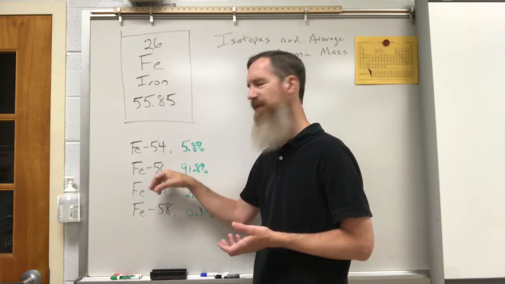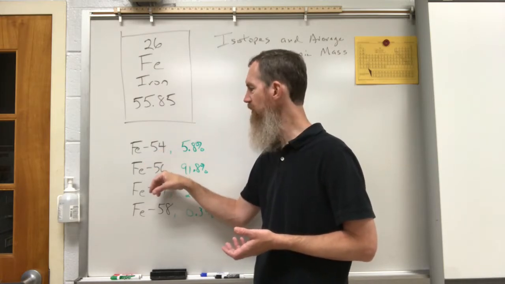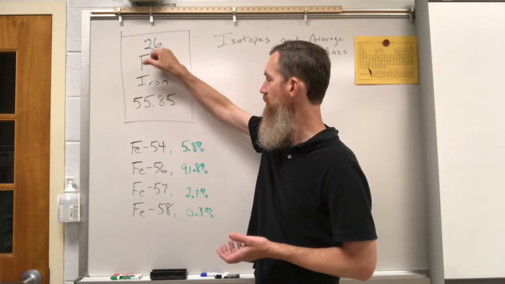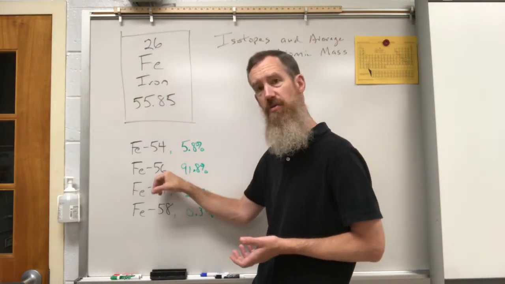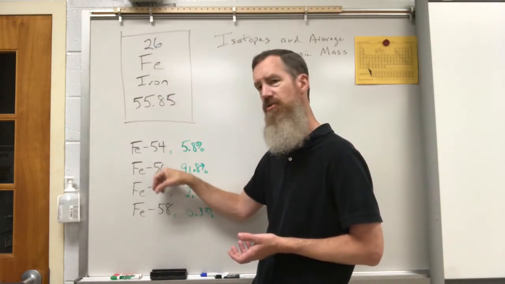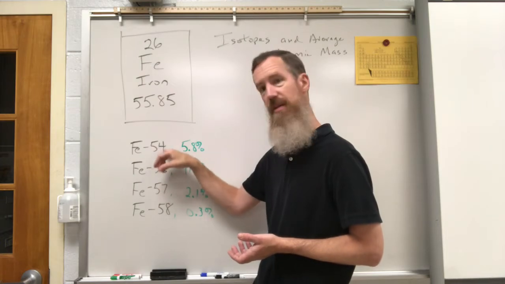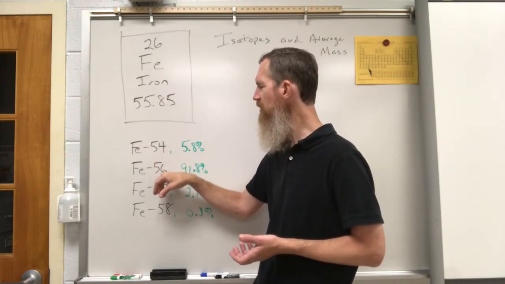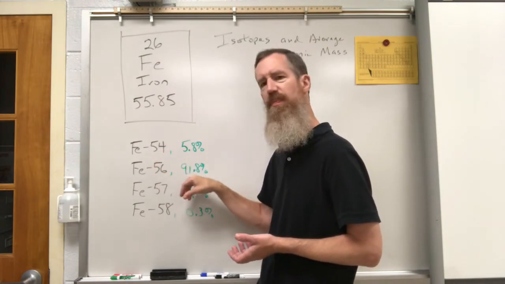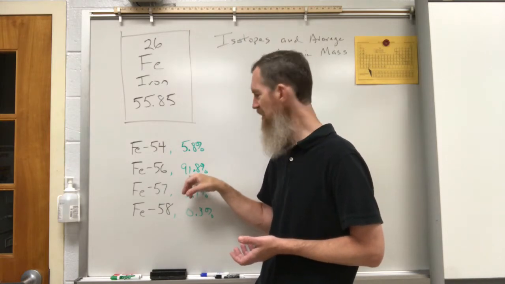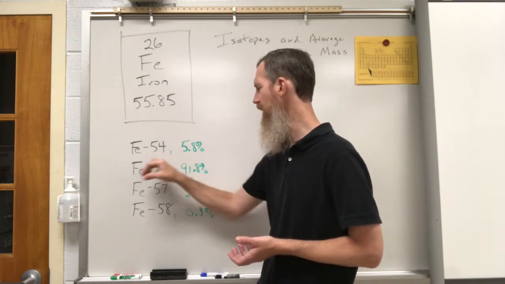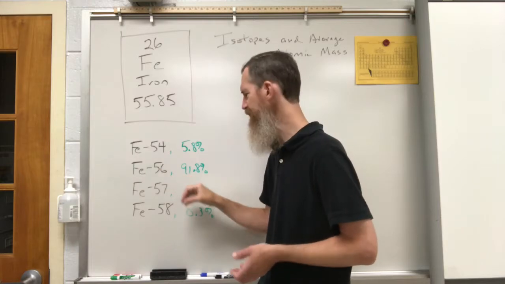Then there's iron 56. So that means that this particular iron would have 26 protons and 30 neutrons. So it's got 2 extra neutrons compared to this one. That's why the mass number is increased by 2. But this version of iron exists 91.8% of the time. So that's the bulk of what iron is in the natural world.